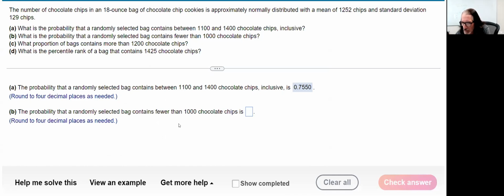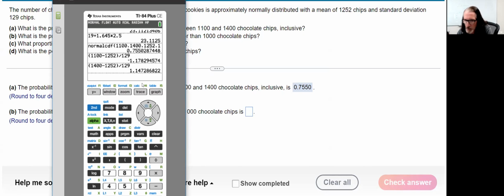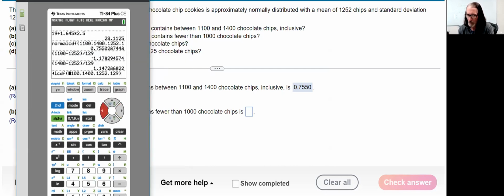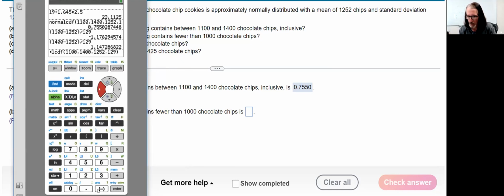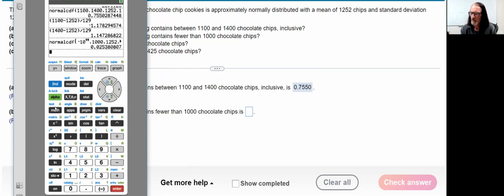Okay, the probability of randomly selecting a bag containing fewer than 1,000 chocolate chips. Well, calculator approach. That 1,000 is an upper bound. It keeps going back to the left. So we need to put in negative 10 to the 99 as our substitute for negative infinity. Change this to 1,000. Same mean and standard deviation. So that rounding to 0.0254.